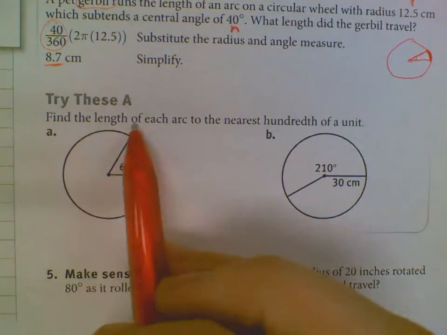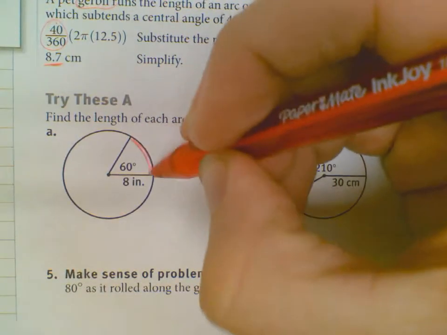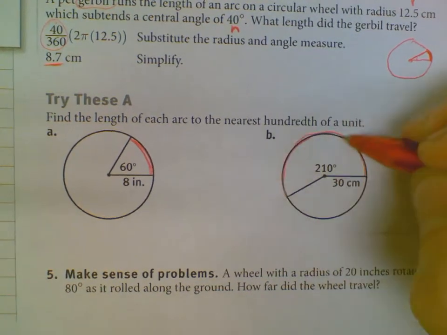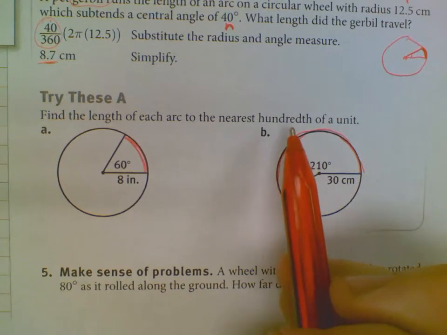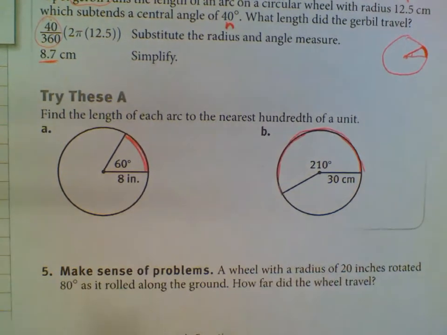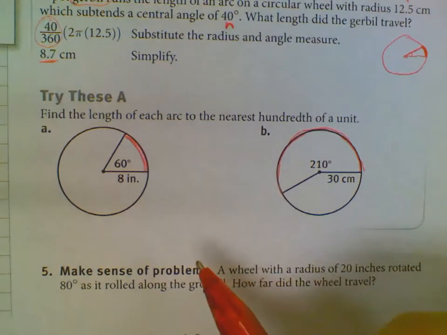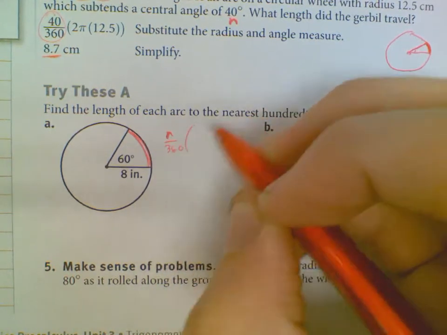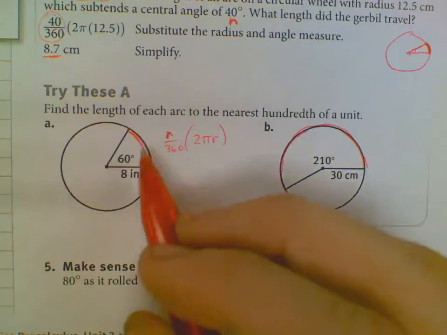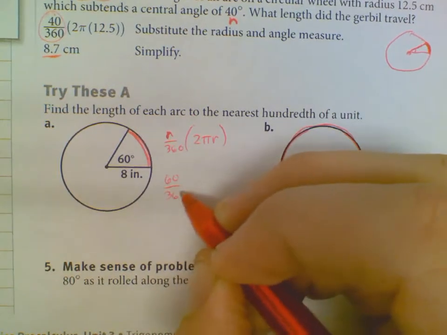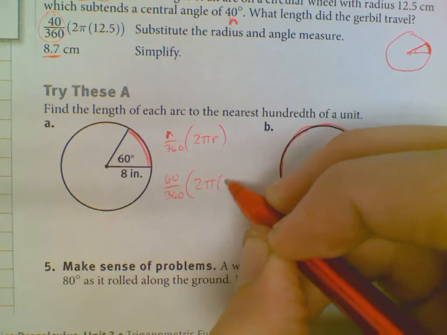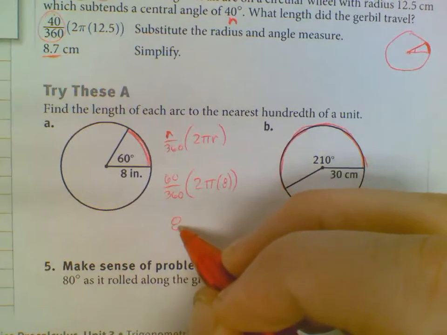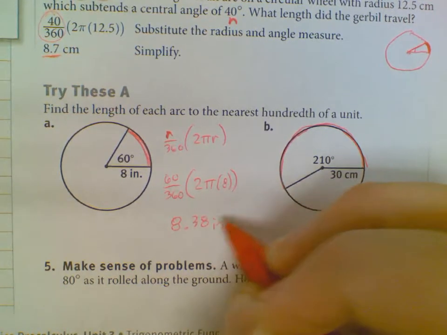Find the length of each arc. So this arc, and in this case, this arc, to the nearest hundredth of a unit. So our units in this one are inches, our units in this one are centimeters. Just follow this. If you don't understand the reason behind it, just go up there and say, I know it's n over 360 times 2 pi r. So in this case, n is 60. 2 pi r is 2 pi times 8. Just plug it in. When you do that, you're going to get 8.38 inches.